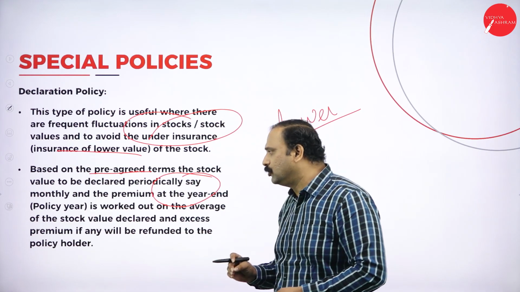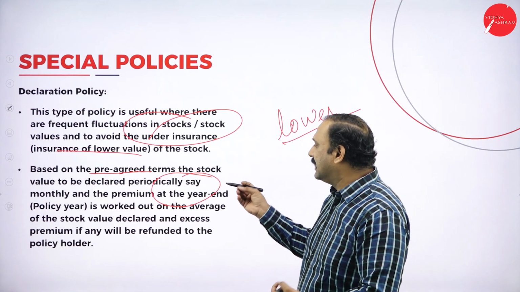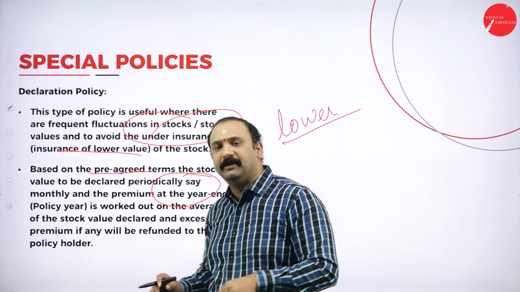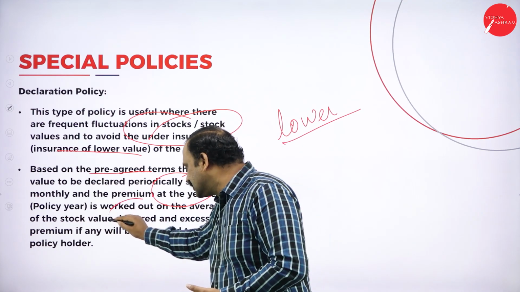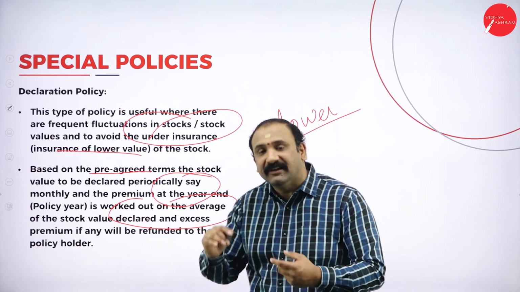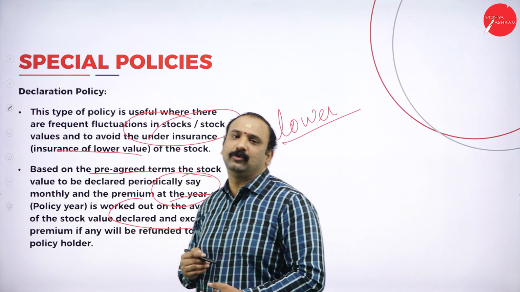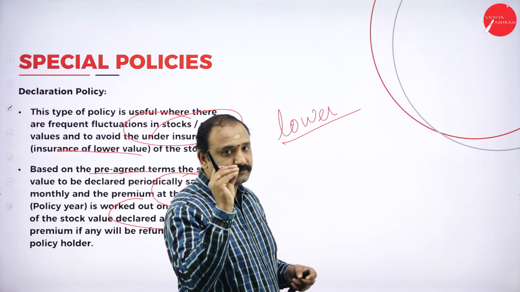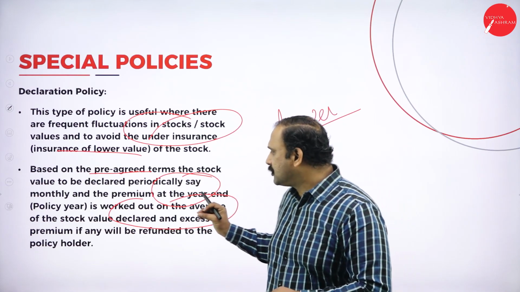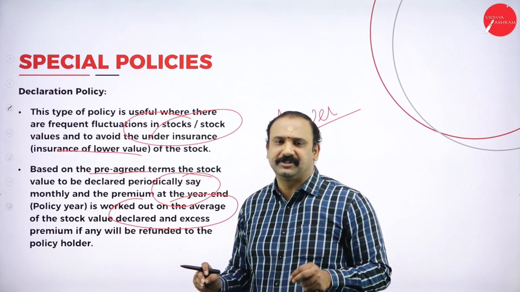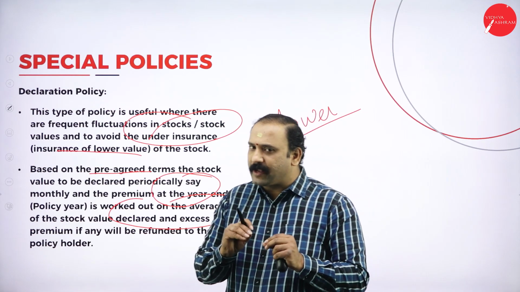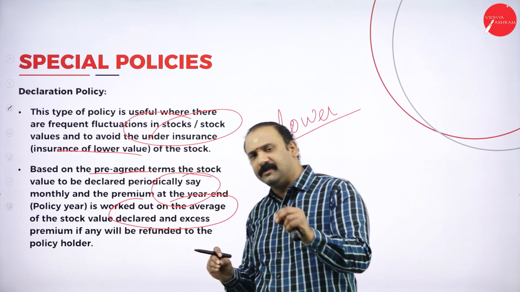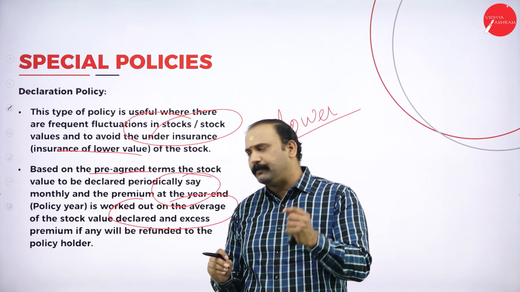So what we try to do is that the stock will be declared periodically, say monthly. We will say this much will be given to you. Premium at the year end will be worked out so that on an average, the stock value declared and the excess premium, if anything, will be refunded to the policyholder. So what holds really good here is that if there are going to be some sort of emergencies or exigencies, we will try to understand this policy with a pre-agreed basis. That means there are always some terms and conditions which are already kept in place for you.